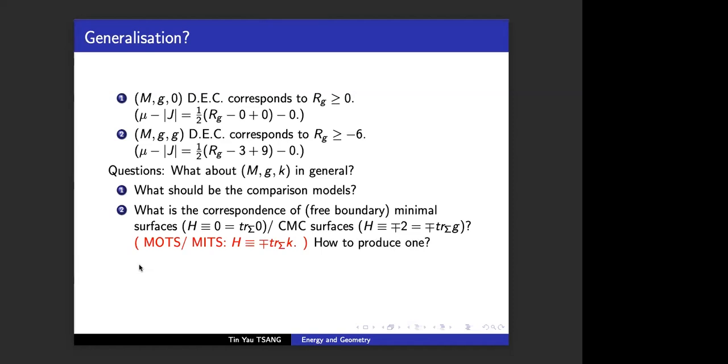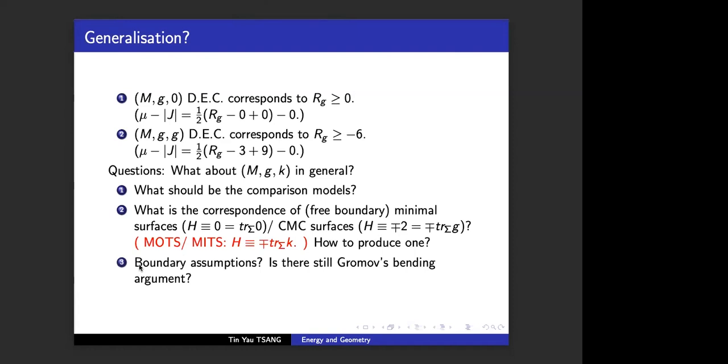But the question is, how can we seek one? Because for minimal surfaces and CMC, we can minimize a certain functional. But as we know, MOTS and MIS do not come from a variational problem. So that's why it is very hard to produce one.